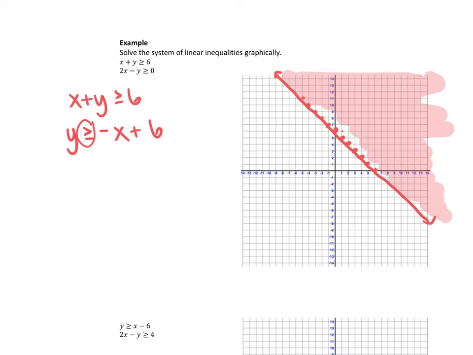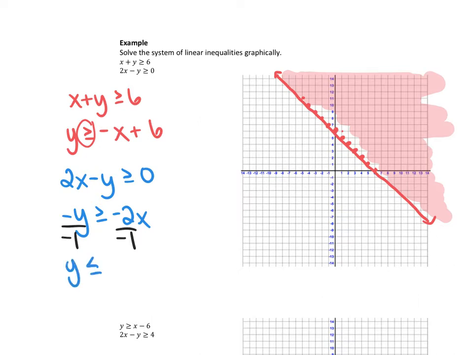The other line is 2x minus y is greater than or equal to 0. Again, I want to get y by itself, so negative y is greater than or equal to negative 2x. Divide everything by negative 1, and remember, when you divide by negative 1, it flips the sign, so I get y less than or equal to 2x. The intercept here is at 0. Slope says to go up 2 over 1. I can also go down 2 over 1 to get that positive slope.